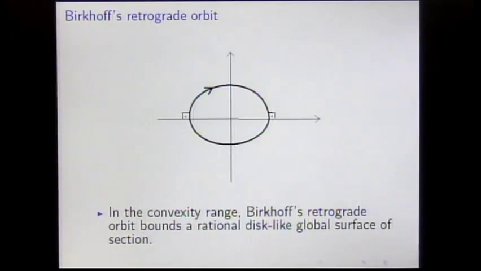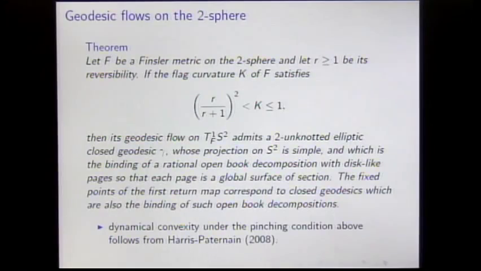Maybe we gain another application. Let me say something about geodesic flows on the two-sphere of a Finsler metric. So the application of this theorem there is the following. Suppose you have a Finsler metric on the two-sphere, and let R be the reversibility, some measure of how much the fibers are non-symmetric. It's at least one. So if the flag curvature of the Finsler metric is pinched in this way here, then the geodesic flow on the unit tangent bundle, which is RP3, is dynamically convex.